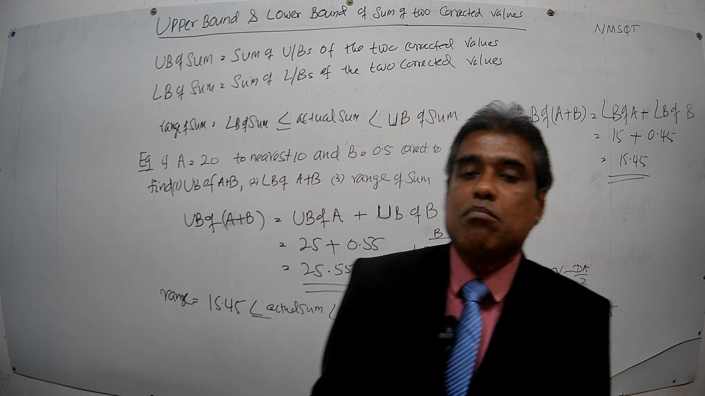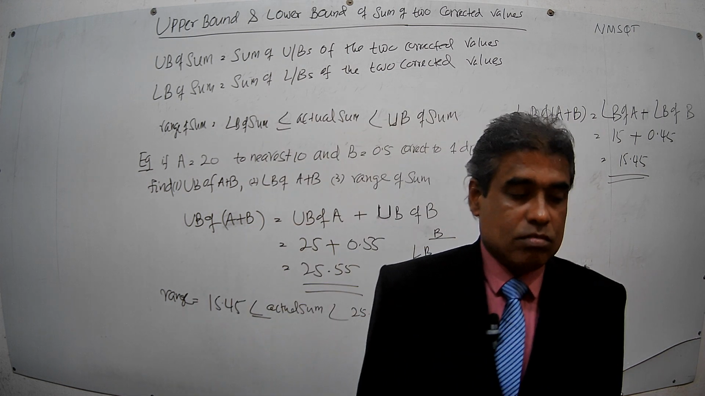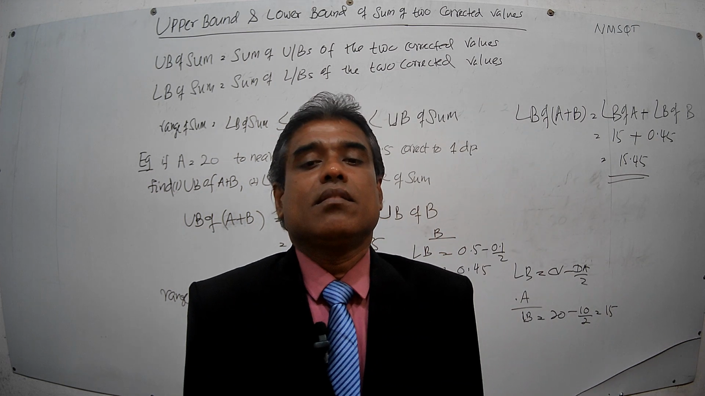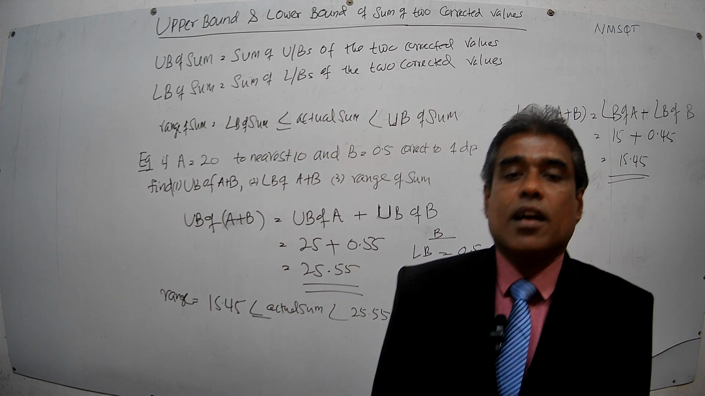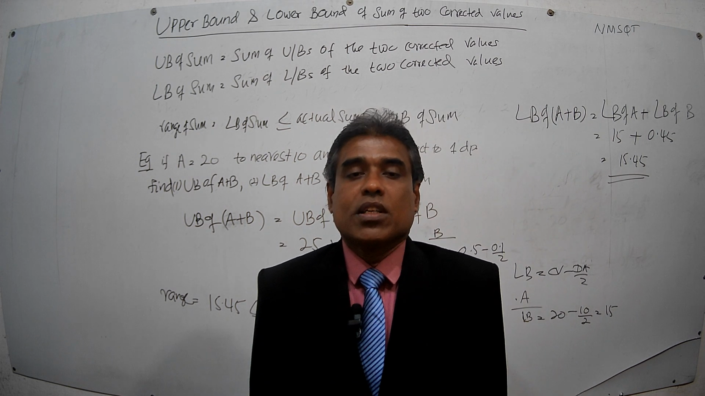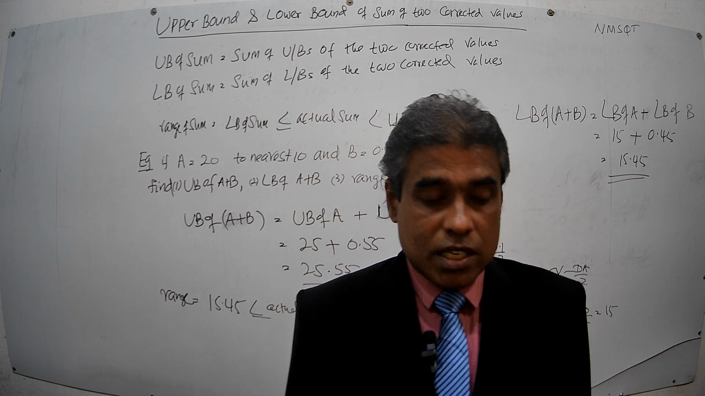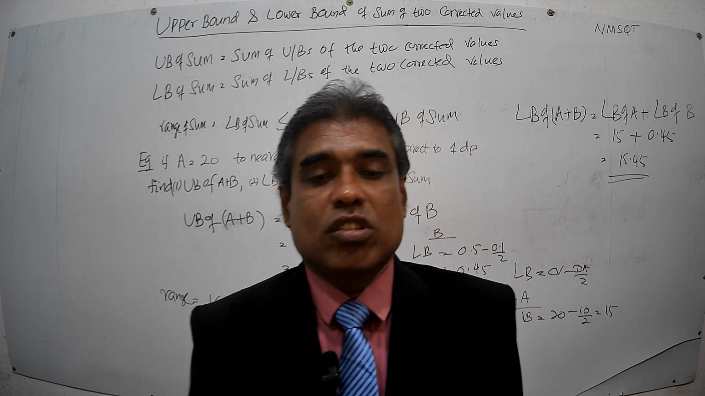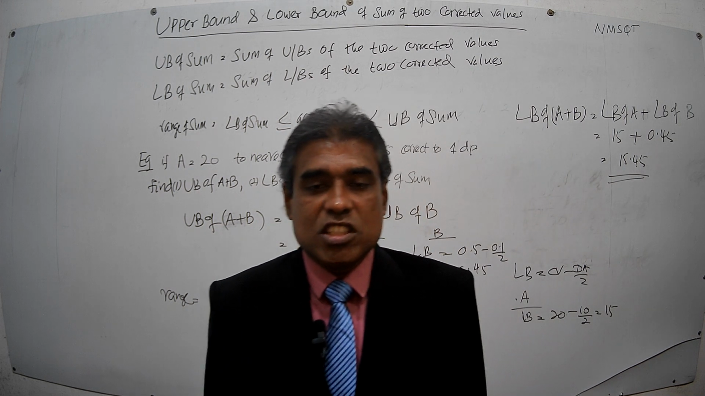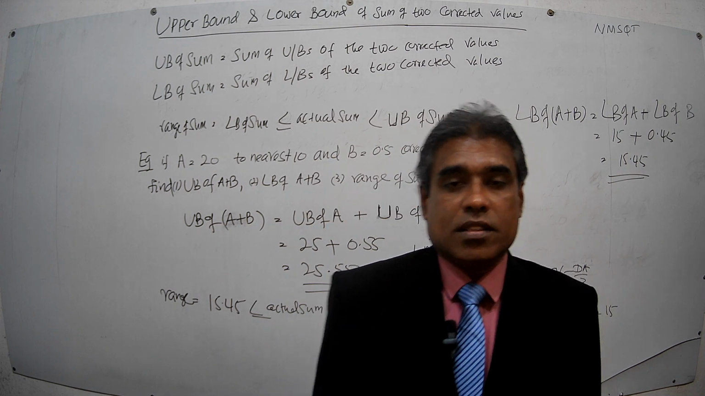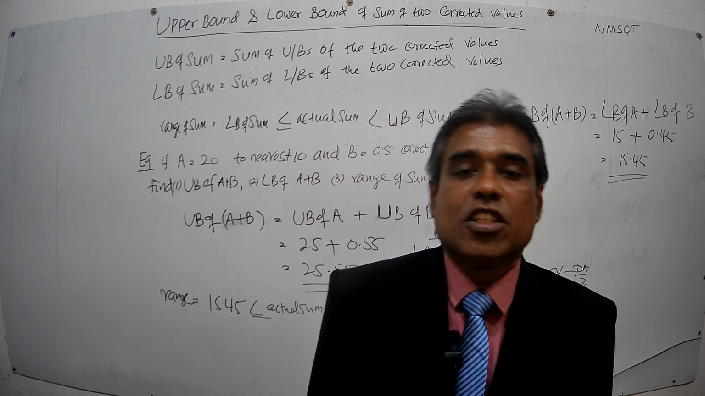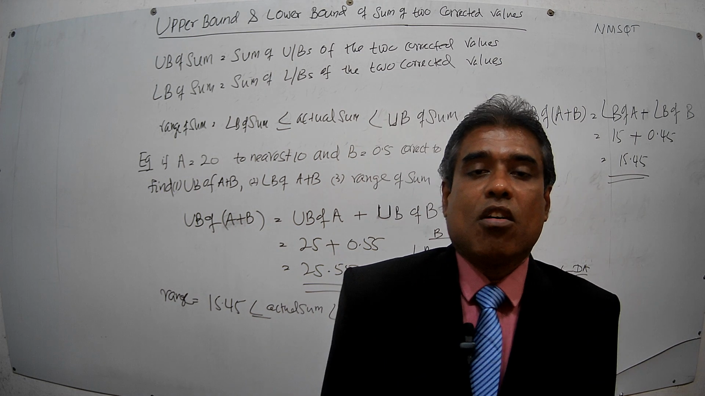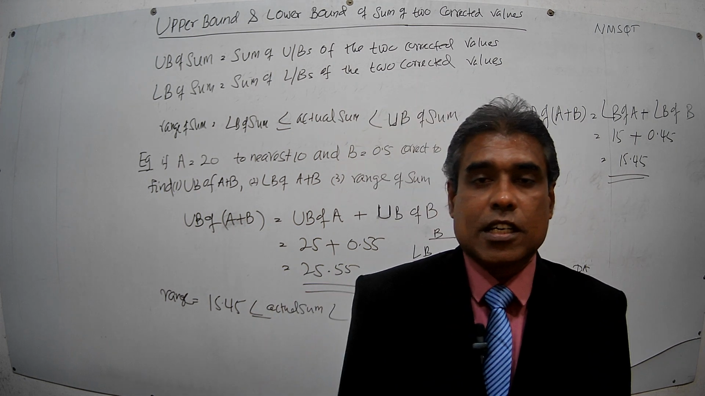The lower bound of the sum of corrected values is equal to the sum of the lower bounds of the corrected values. The upper bound of the sum of corrected values is equal to the sum of the upper bounds of the corrected values. So that is how we find the upper bound and lower bound and the actual range of the sum of given corrected values.